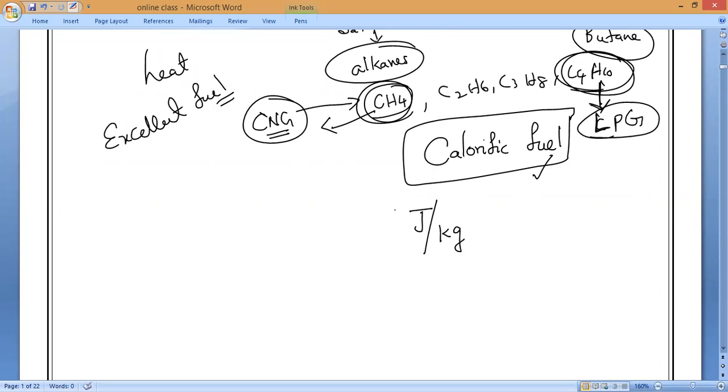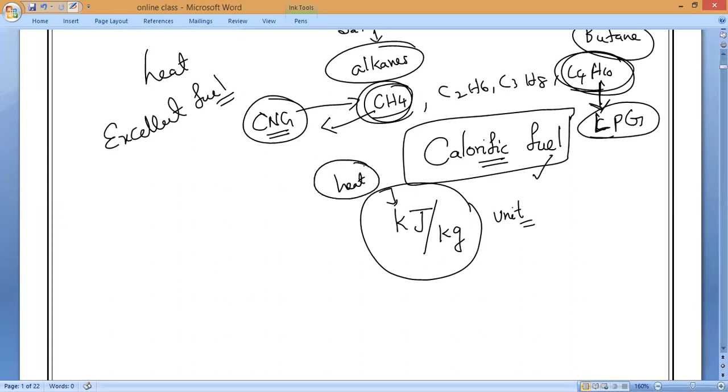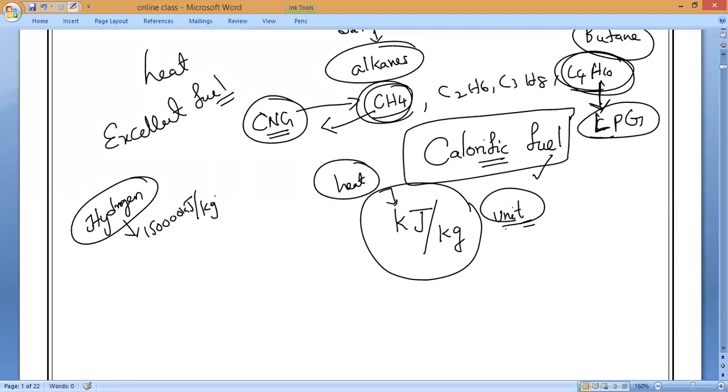Do you understand, everybody? So kilojoule per kg is the unit of calorific value. It means if I burn 1 kg of a substance, what is the maximum heat energy it produces? Based upon the heat energy, I will say whether it is a best fuel or not. Suppose I take hydrogen. Why will we say hydrogen is the best fuel? Because it will produce 1,50,000 kilojoule per kg.